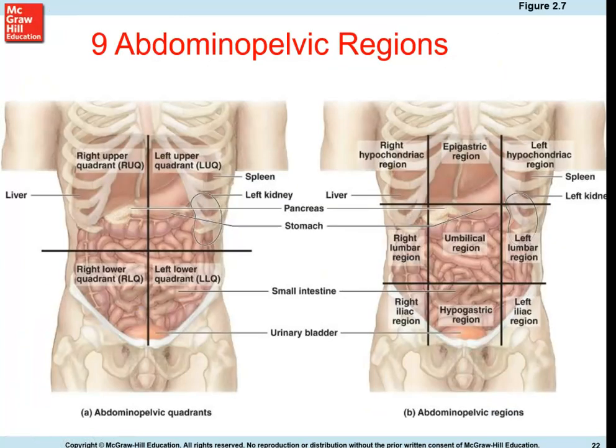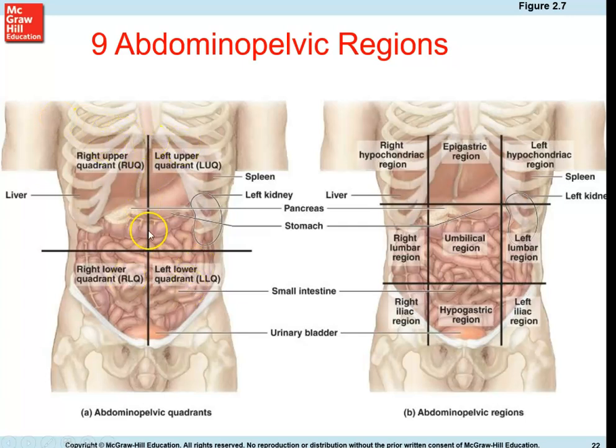All right, next we're going to talk about the abdominal pelvic regions. This is very important for those of you who will go on to do clinical work. We use these abdominal pelvic regions frequently in medicine. The most common way that clinicians describe the regions of the abdomen, or the abdominal pelvic regions, is through the 4-quadrant method here.